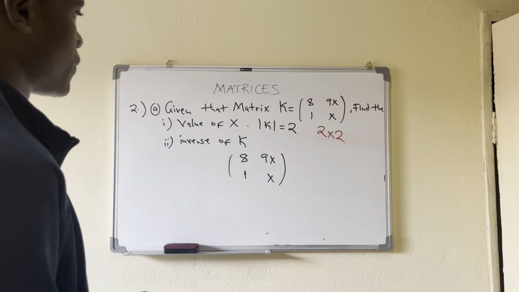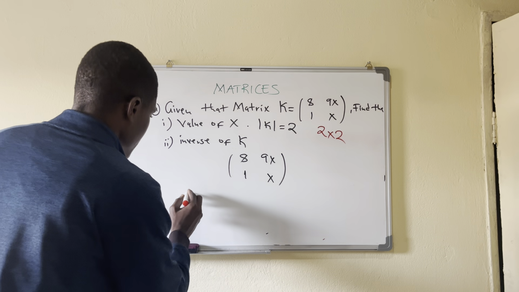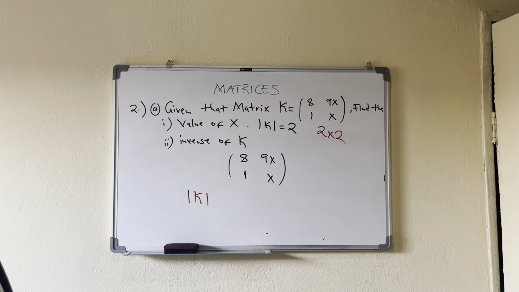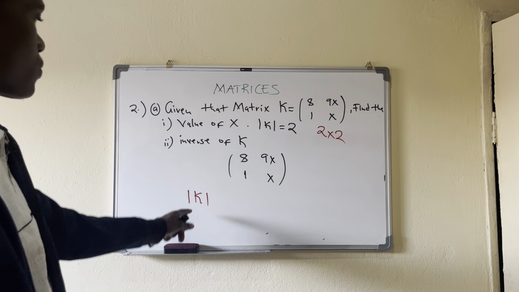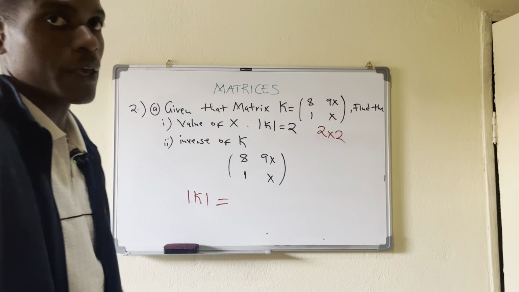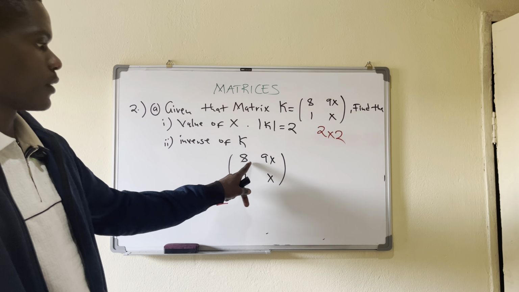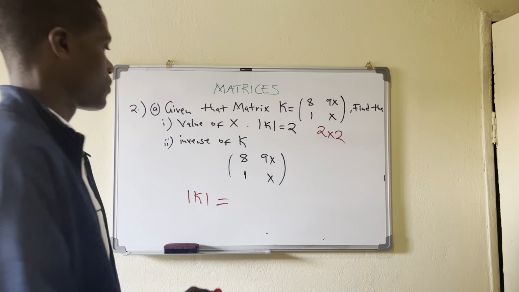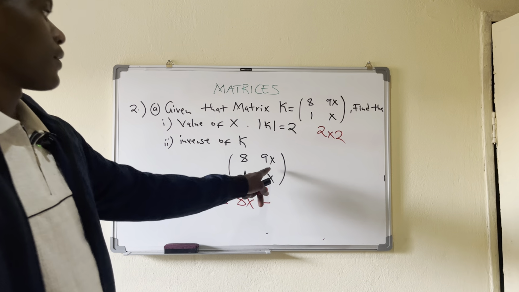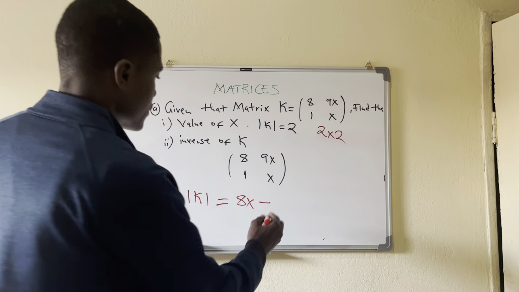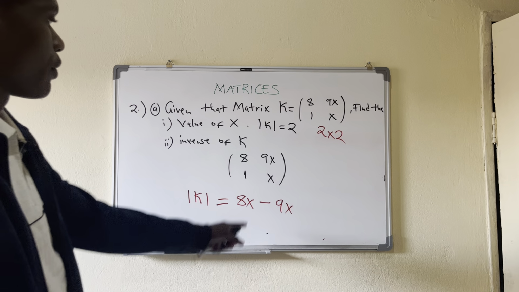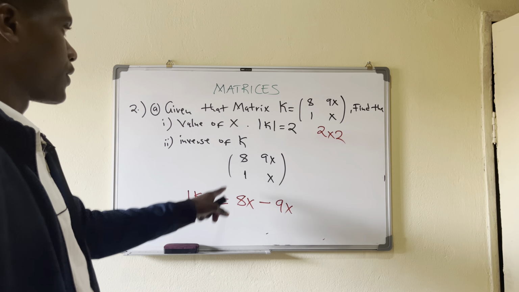Okay, so the way we find the determinant, which is represented by the letter of the matrix with 2 lines around it, can be found as the product of the major diagonal. The major diagonal is this one, left to right. So 8 multiplied by x, which will give us 8x, subtract the minor diagonal 9x times 1, which will be 9x. So we are told this minus this is equal to 2.